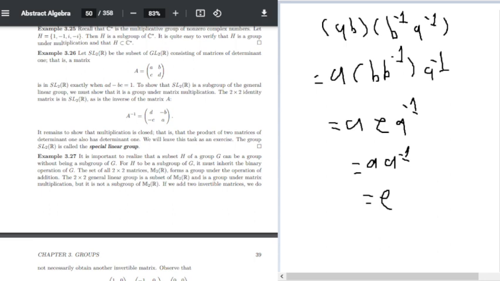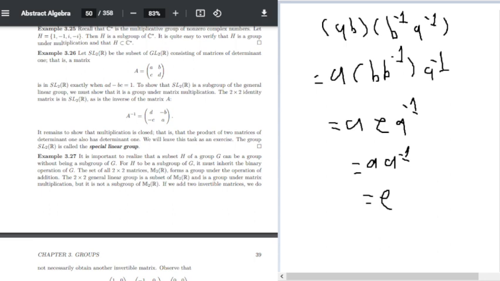And notice that because it has determinant 1, the coefficient in front of it is just 1 over 1, which is equal to 1, so we just have to worry about rearranging the entries in the matrix. It remains to show that multiplication is closed. That is, that the product of two matrices of determinant 1 also has determinant 1. We will leave this task as an exercise.